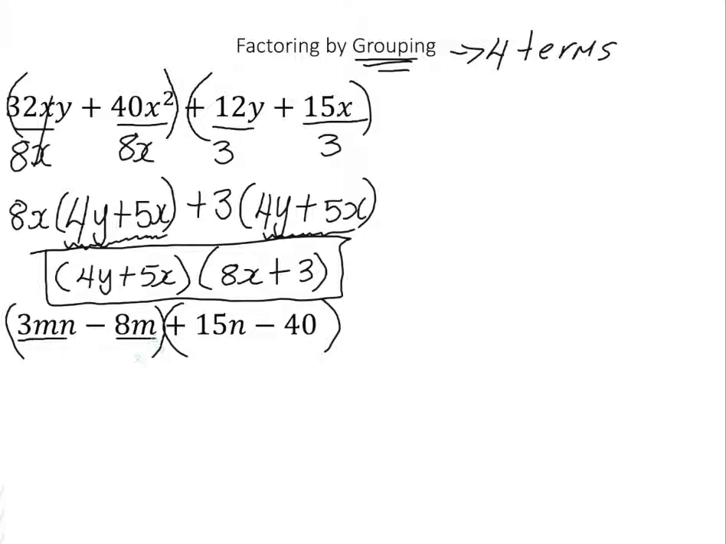Here, for my first grouping, I have 3 and 8. The only number that would divide 3 and 8 is 1. And if you divide by 1, you get back the same terms, so you don't need to write 1. I notice that m is common to both terms. So I'm going to divide both terms by m. So m is just my GCF. And then when I divide, I get 3n minus 8, because that cancels and that cancels.